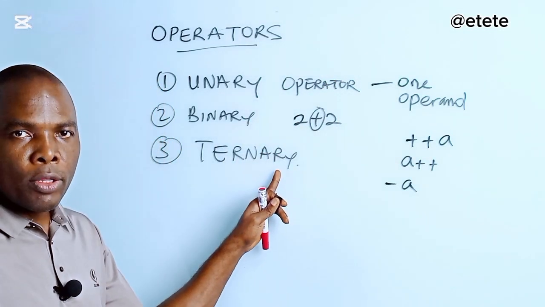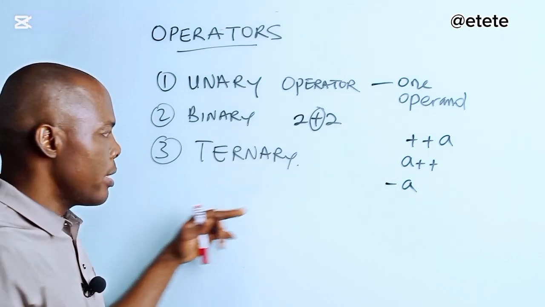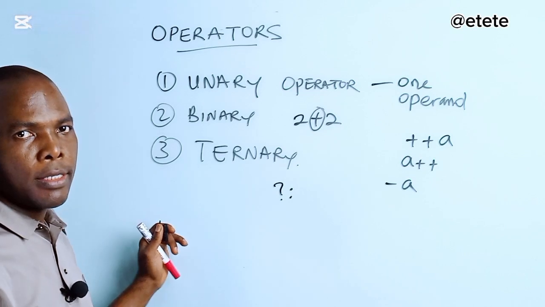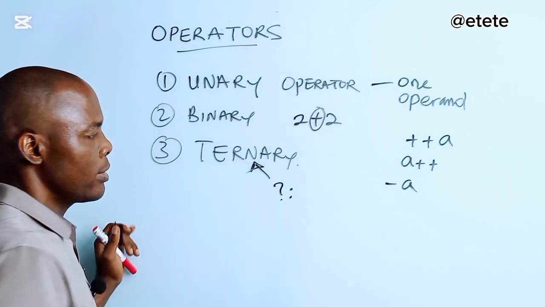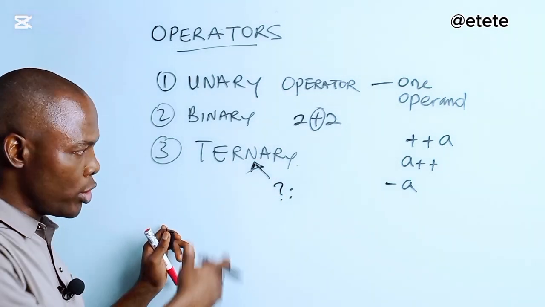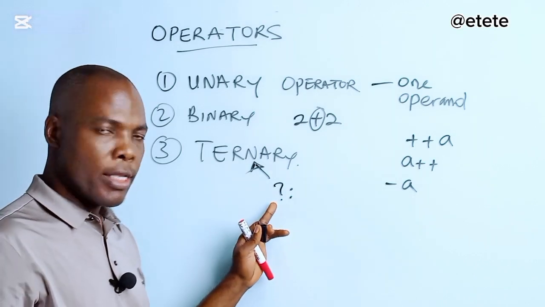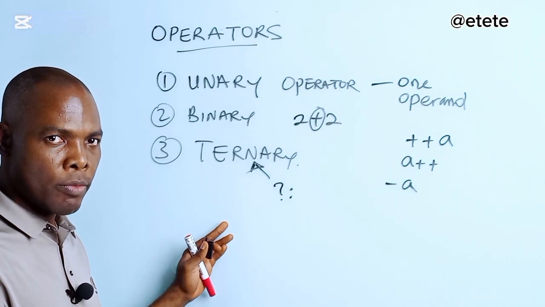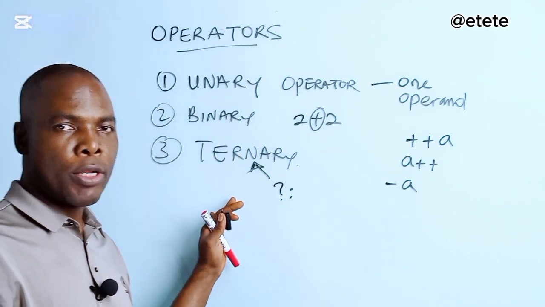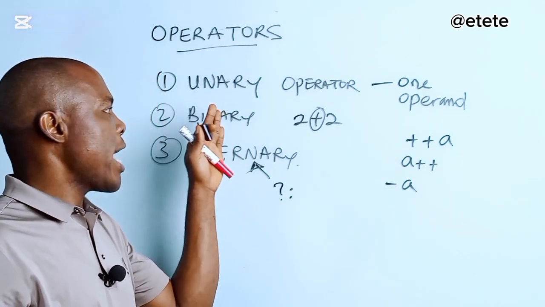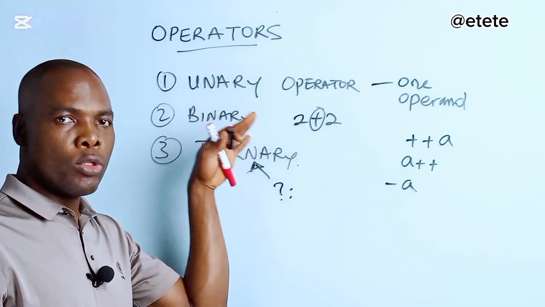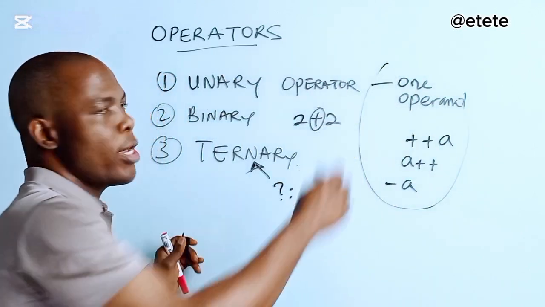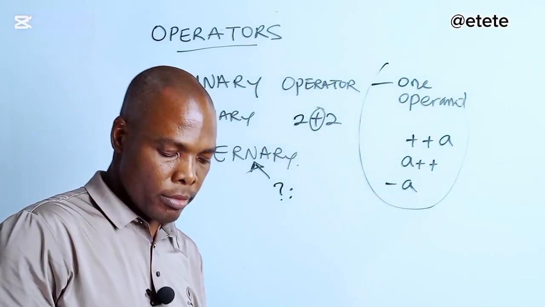Then the ternary operator requires 3 operands. Now in C, we have something like this. It requires 3 operands for a condition: if it is this, then print out this or this. You will see us use it as we go on. So these are the groups of operators that you can find. As we go on, we are going to break them into various parts. In this class, I'm just going to demonstrate the unary operator for you to see.